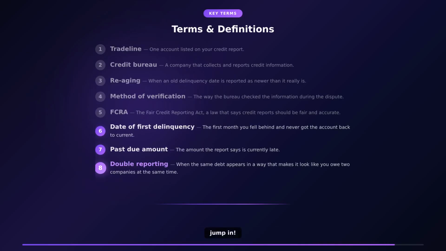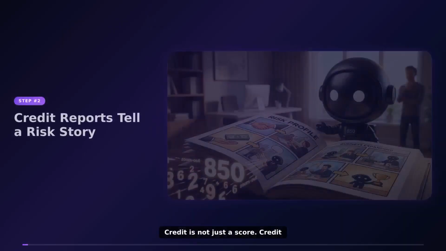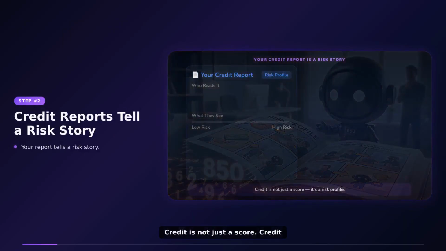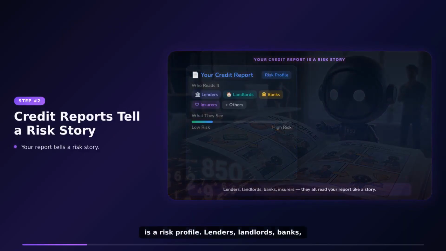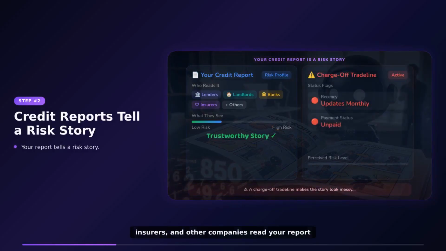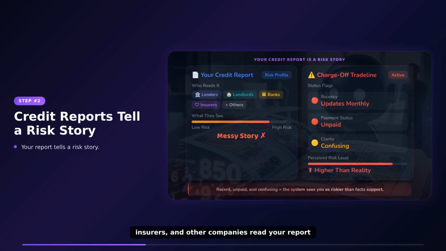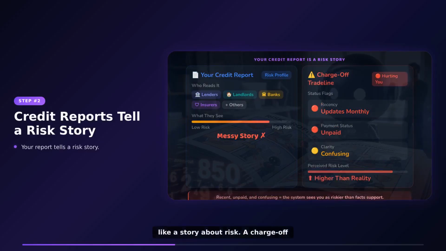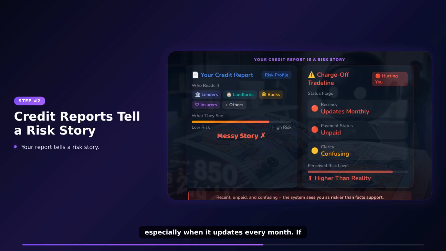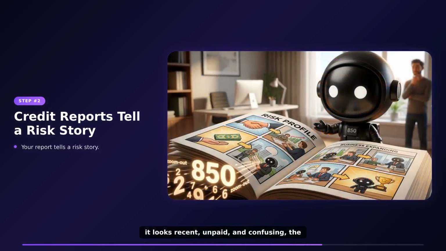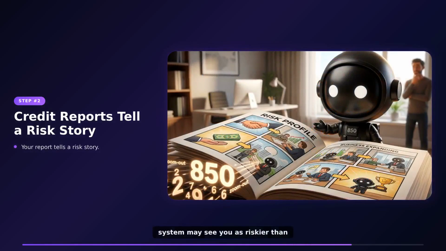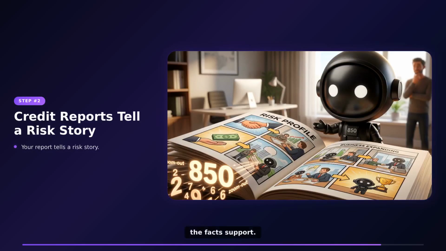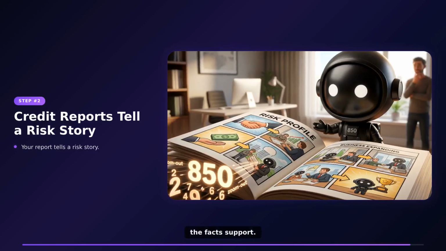Now let's jump in. Credit is not just a score. Credit is a risk profile. Lenders, landlords, banks, insurers, and other companies read your report like a story about risk. A charge-off trade line can make the story look messy, especially when it updates every month. If it looks recent, unpaid, and confusing, the system may see you as riskier than the facts support.